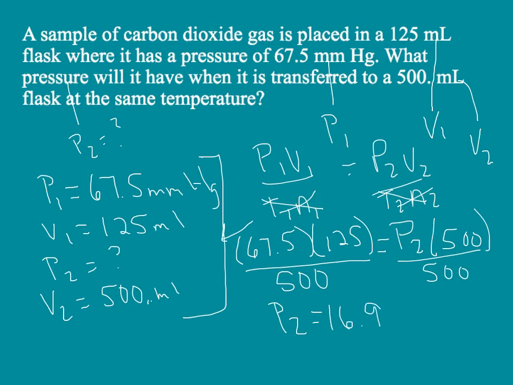Now, what unit do we use? Well, since this is pressure, we're going to look at what unit was used in the first pressure, and that will be our unit for this pressure. So pressure 2 is equal to 16.9 millimeters of mercury.